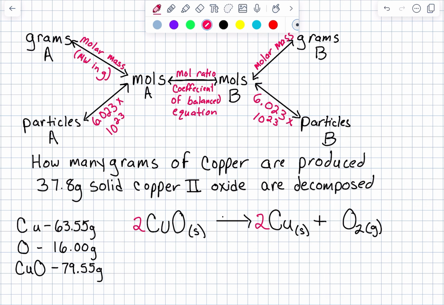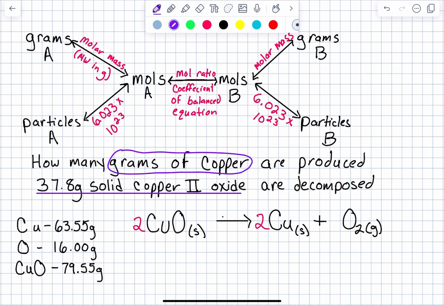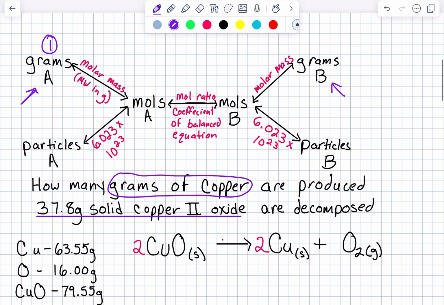We're going to use our roadmap. When we look at our roadmap, it tells me that my starting point, my given, is going to be 37.8 grams of copper(II) oxide. And I'm trying to get to grams of copper. So I'm basically going from grams of A to grams of B. So this is my starting point, and this is my finishing point.